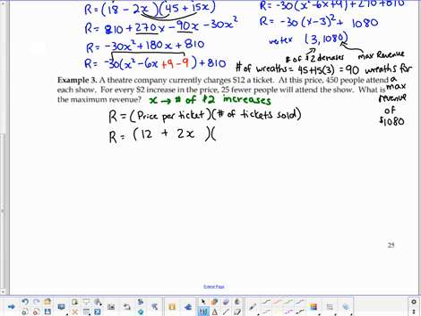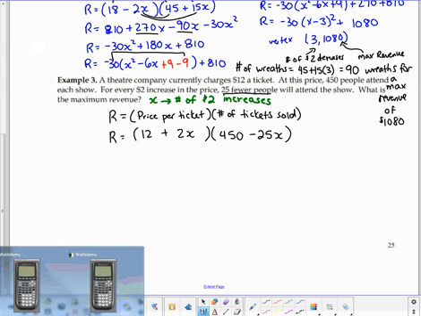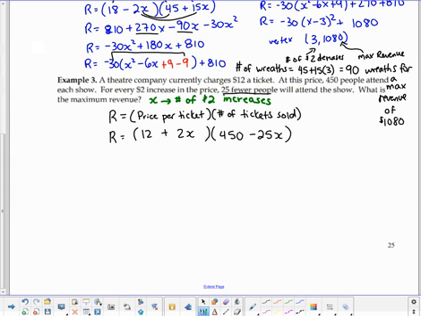What's going to be the number of tickets sold? 450. And you're going to get 25 fewer, so that's minus 25x. Good. Okay, I'd like you to FOIL that out. You can do it. You know how.